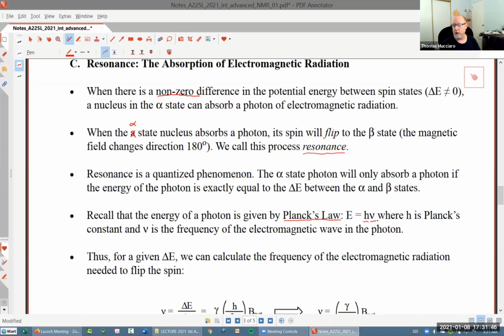Nu is the frequency of the electromagnetic wave. In other words, how fast is that electromagnetic wave vibrating? Since that's directly proportional, there's a constant, but if a wave vibrates slowly, the energy is low. And when the wave vibrates fast, the frequency is higher.